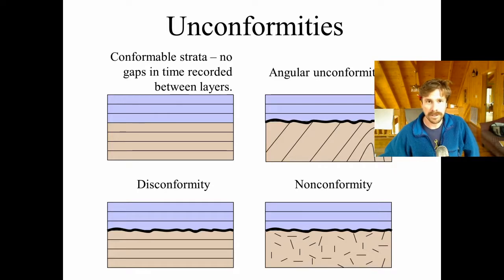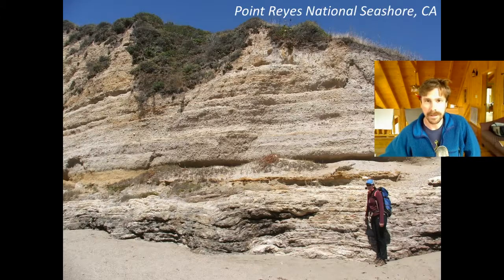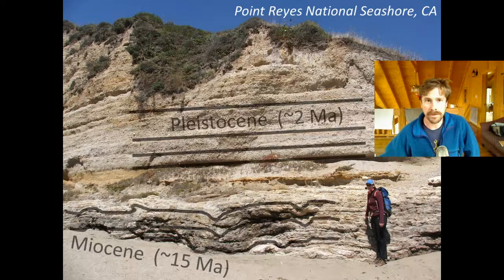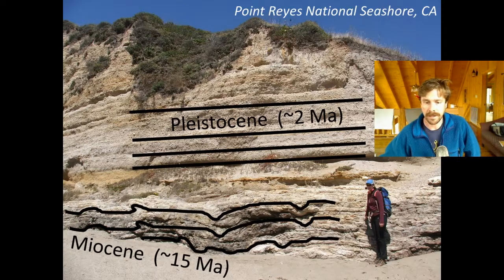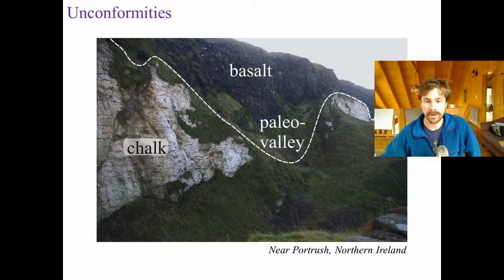Remember, there are three major kinds of unconformities: disconformities, angular unconformities, and nonconformities. And let me show you some examples of each. Here's an example of a disconformity. This is in California. And basically what you're looking at here at the bottom are Miocene age layers that are around 15 million years old. And then on top of them are Pleistocene layers that are around 2 million years old. And so in between them, that sort of orange surface in the middle is the unconformity surface, basically an old soil horizon. That's why it's a different color.